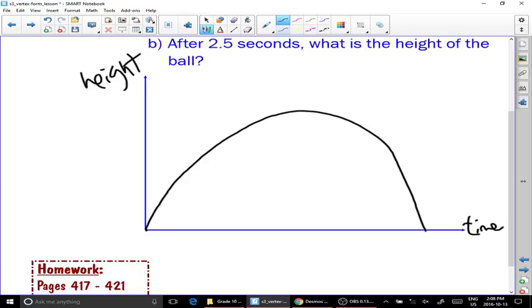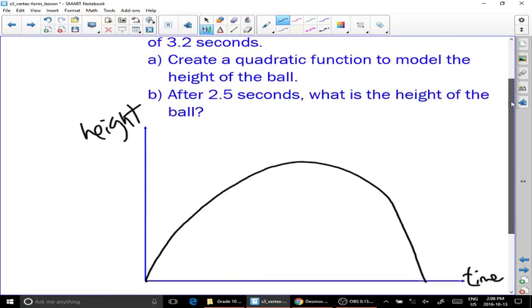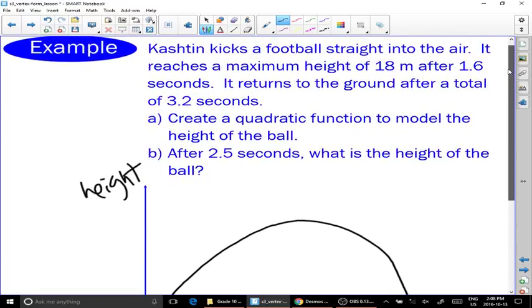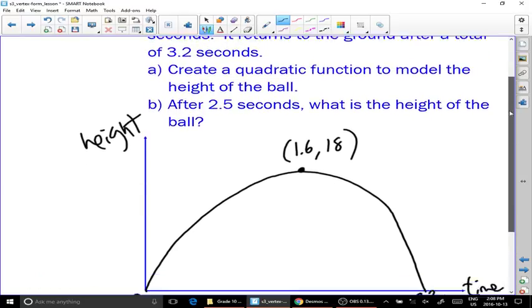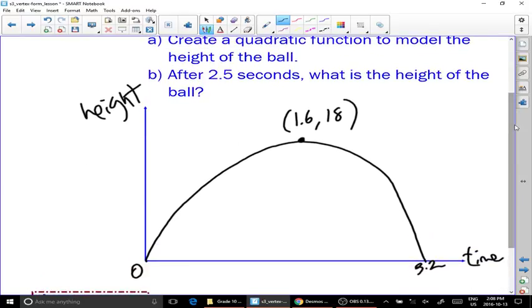So it reaches a maximum height of 18 meters after 1.6 seconds. That tells us that the vertex is 1.6 and 18. It comes back down to the ground after 3.2 seconds. So we can use this to help us come up with an equation, okay?